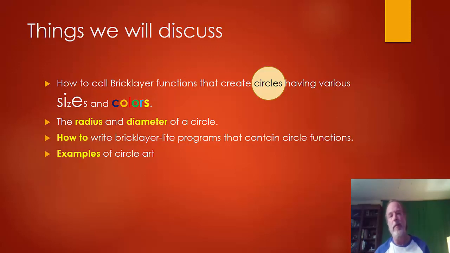Now, there are 2 concepts that are kind of important for us to know about when we're writing programs that use circle functions. We need to know about the radius and the diameter. So I'm going to talk about that in just a little bit. And once we've pinned that down, then we'll jump in and play around and write some bricklayer-lite programs, level 2 programs that use the circle function. And then I'll come back after that and we'll look at some artifacts that have been constructed in Bricklayer using circles.